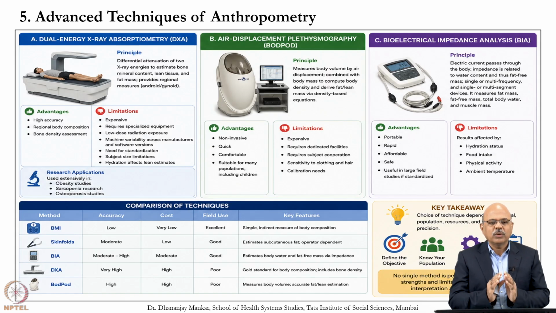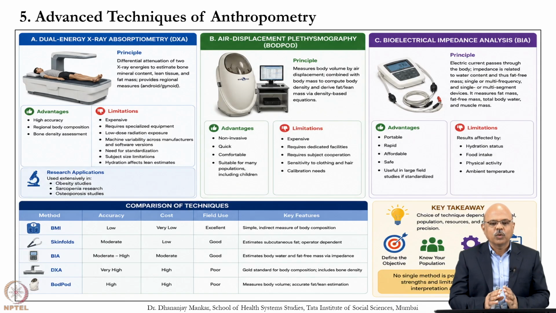Now we will talk about the comparison of the techniques. In terms of accuracy, BMI is low. For skin fold the accuracy is moderate. BIA has moderate to high accuracy. DXA has very high accuracy and BOD POD accuracy is extremely high. In terms of cost, BMI is very low, skin folds very low, BIA is moderate in cost, and DXA and BOD POD are very high in cost.